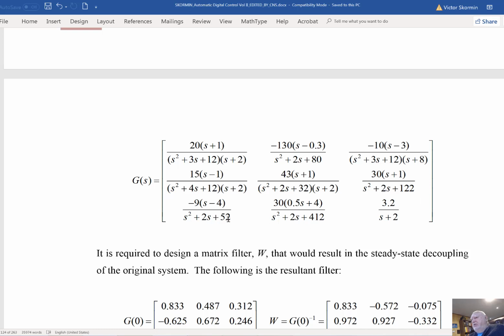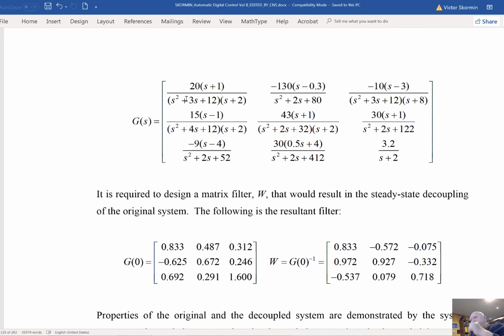So this transfer matrix is obtained for the system with local controllers. It relates reference inputs to the output variables of the system. How these local controllers affected individual channels, I'm not prepared to discuss, but the decoupling is not eliminated. However, the dynamics became acceptable. Steady-state values are reached.